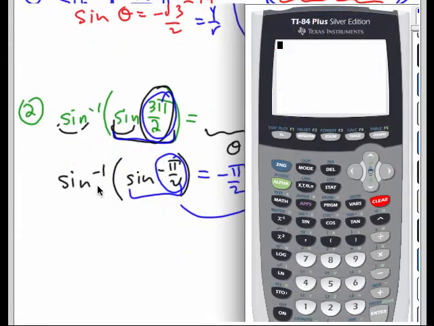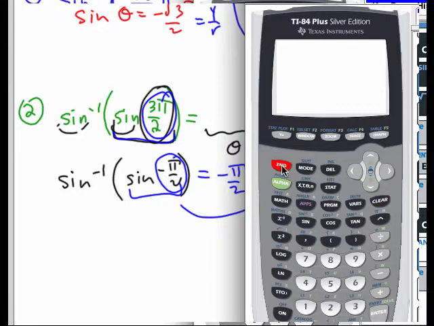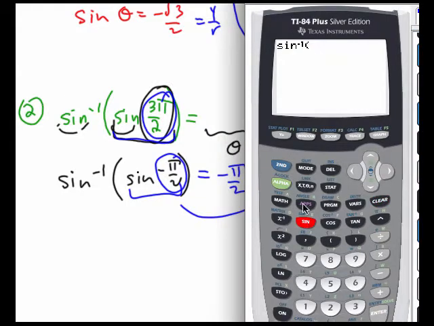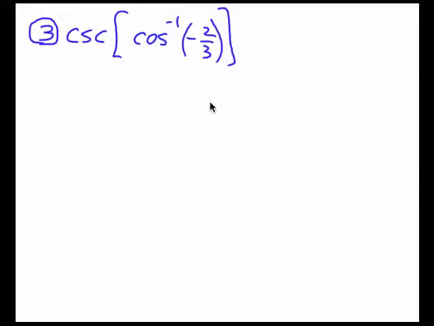So I'm going to type in this expression. Here we go. Inverse sine of the sine of negative pi over 2. Close up that bracket. Equals negative 1.57, which is negative pi over 2. Okay, a couple more examples.